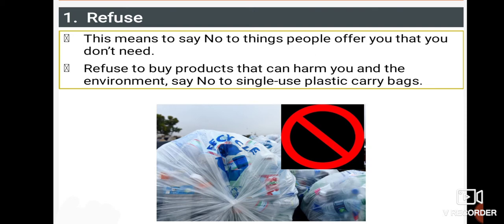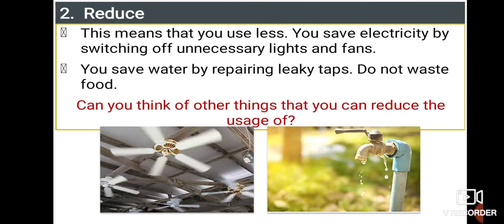As you all know, single use plastic bags cause a number of problems to the earth, because they cannot be easily decayed by microorganisms, so they are left behind in the soil, which increases soil pollution and also increases the temperature of the soil. So we must say no to single use plastic carry bags. Second one, reduce. This means that you use less.